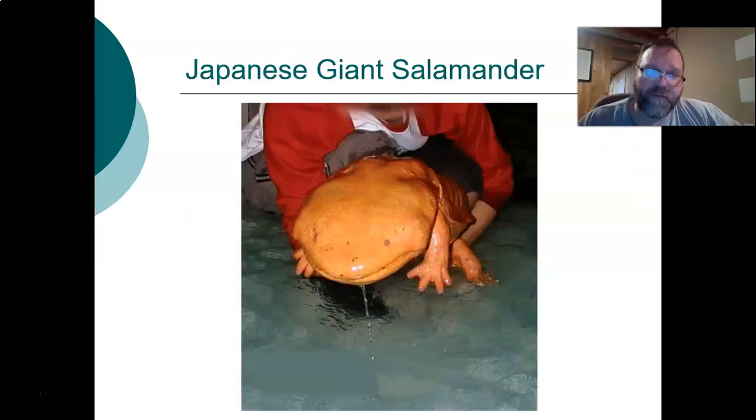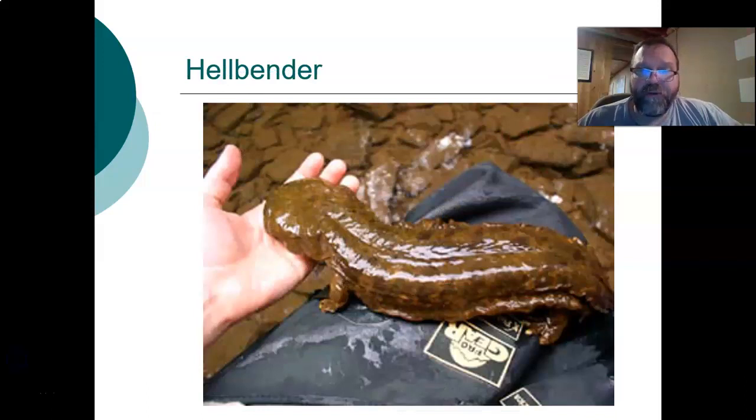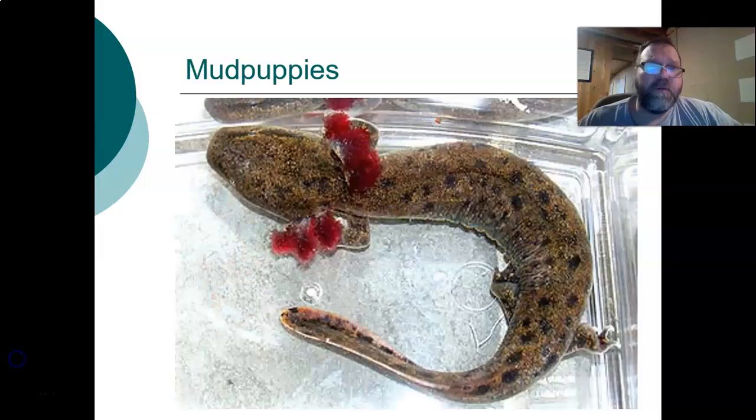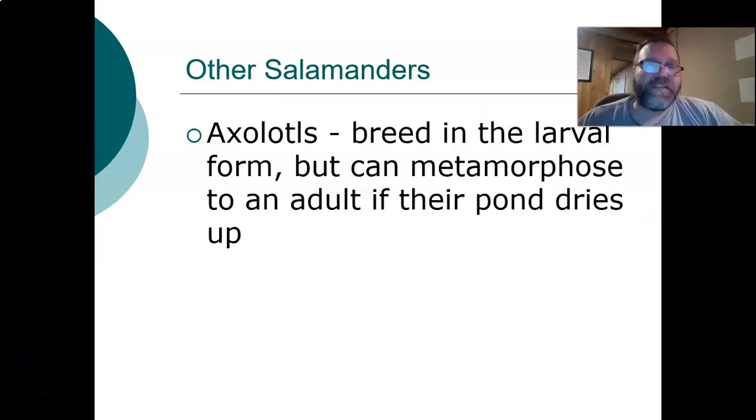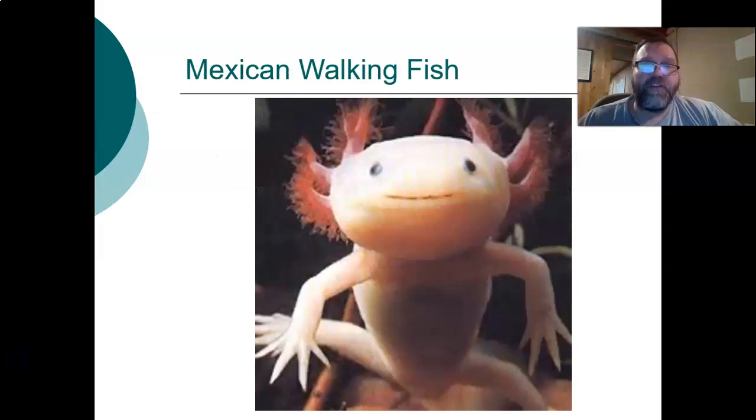Some examples of salamanders are the Pacific giant salamander, the Japanese giant salamander, look at how big that one is, the hellbender, notice the camouflage, how well it blends in with all the rocks at the bottom, and mud puppies. Other salamanders, you can have axolotls. They breed in the larval form but can metamorphose to an adult if their pond dries up. Axolotls. And then there's others like the Mexican walking fish.